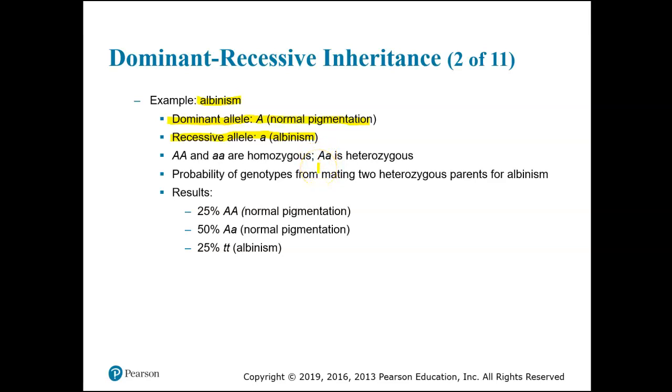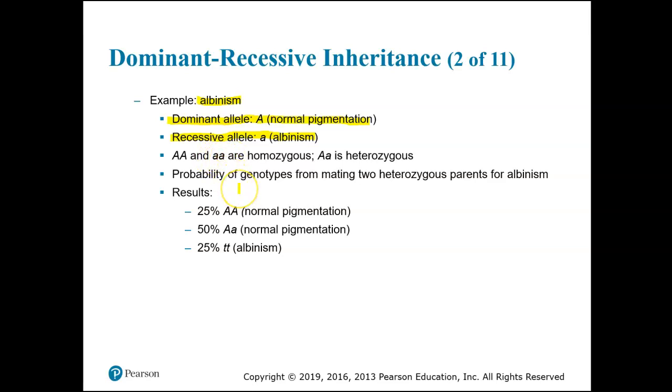So any trait that's inherited by dominant recessive inheritance is like this. You've got 2 versions of that trait, and one of the versions is dominant, one's recessive. Okay? The only way a person is going to have albinism, which is lack of skin pigment, is if they inherit 2 little a's and they're homozygous recessive.